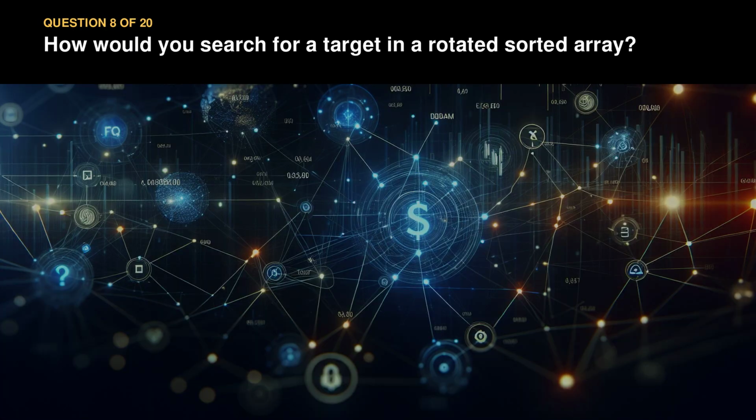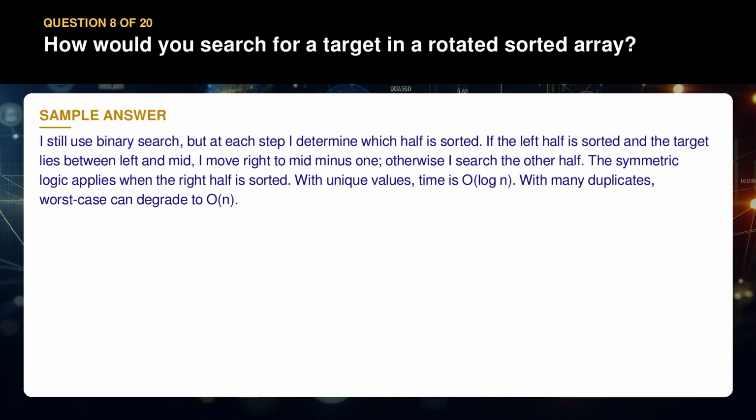Question 8. How would you search for a target in a rotated sorted array? I still use binary search, but at each step I determine which half is sorted. If the left half is sorted and the target lies between left and mid, I move right to mid - 1. Otherwise, I search the other half. The symmetric logic applies when the right half is sorted. With unique values, time is O(log n). With many duplicates, worst case can degrade to O(n).